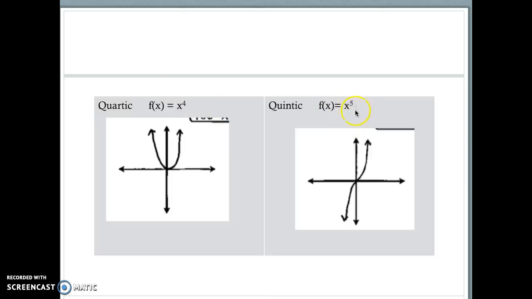And the quintic is going to be shaped a lot like that cubic because we have an odd number for our exponent. So if we have a negative x, then that negative is going to remain there.